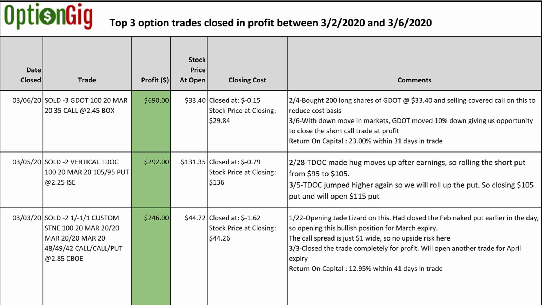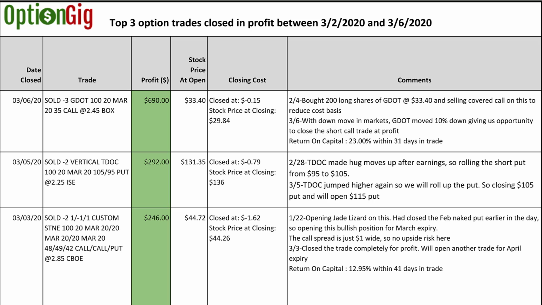The next one I want to talk about was a short put that we rolled up. That means we closed the current short put and opened a higher short put. The ticker symbol is TDOC. The company is Teladoc, and I'm bullish on this company.